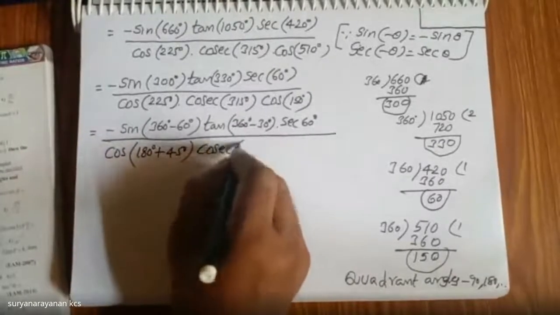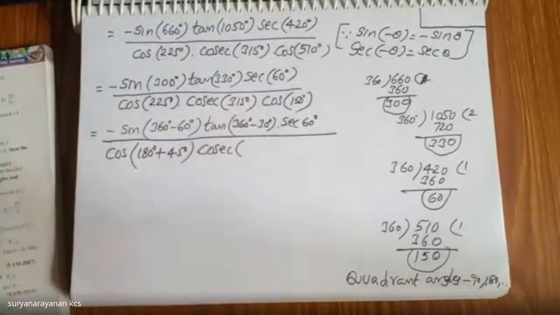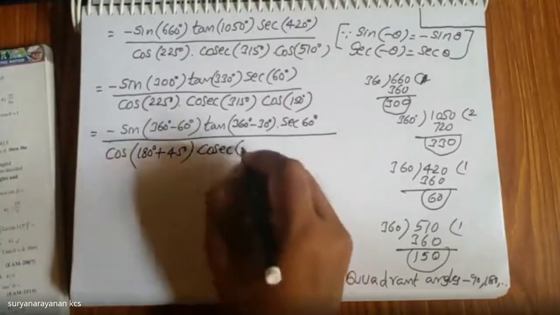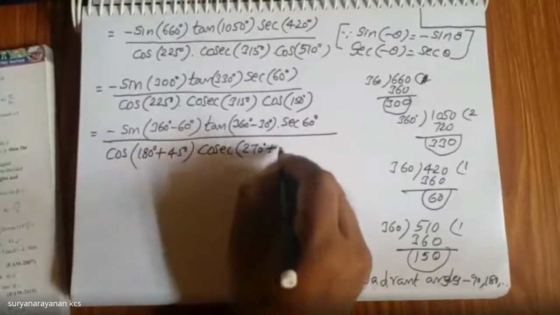Cosecant, how do you split 315 degrees with the help of quadrant angles? So 270 plus 45, sir. Yes, okay, 270 degrees plus 45 degrees.